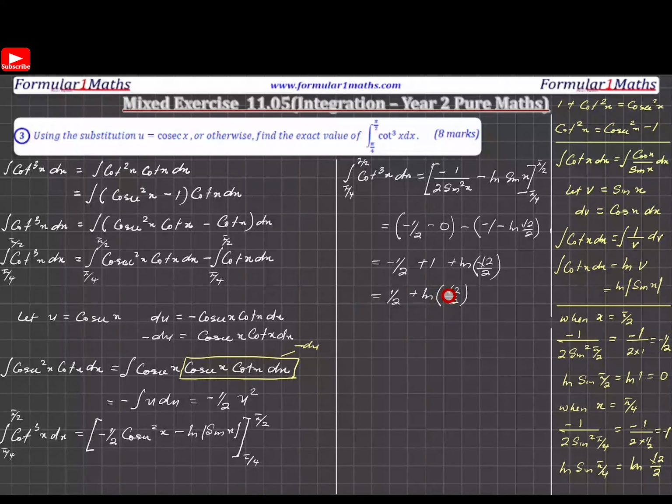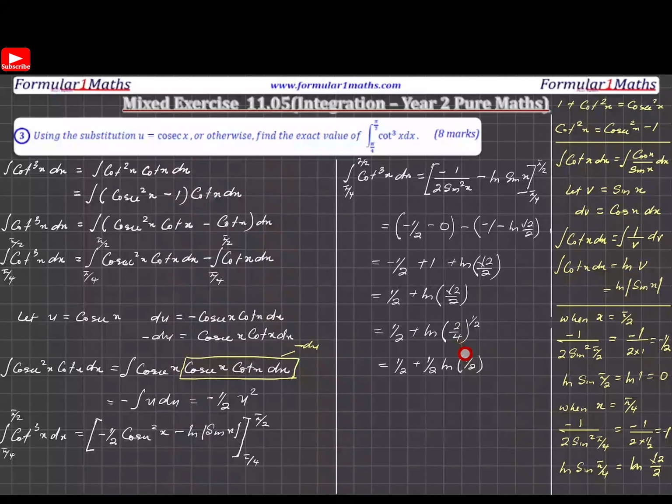I can rewrite this one, and I'm going to get half plus ln 2 on 4, all of that raised to the power half. I can use the laws of logs here, and I'm going to get half plus half ln 1 over 2, because 2 over 4 is 1 over 2.